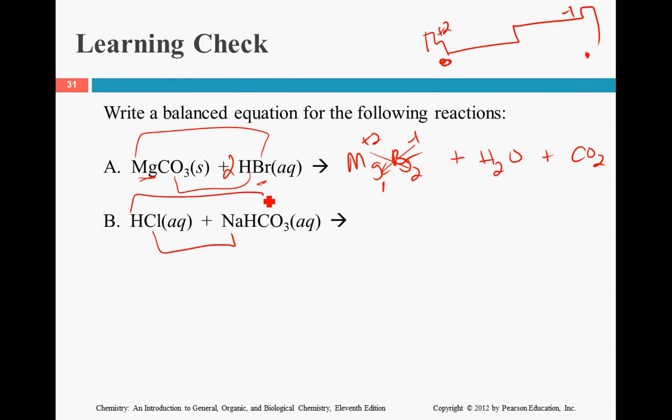Insides come together, outsides come together. Insides are Na and Cl. Na is right here, it's a +1, and Cl is right here, it's a -1. So when we crisscross, it's just 1 and 1. And then the outsides, once again, become H2CO3, which then break down into H2O and CO2.